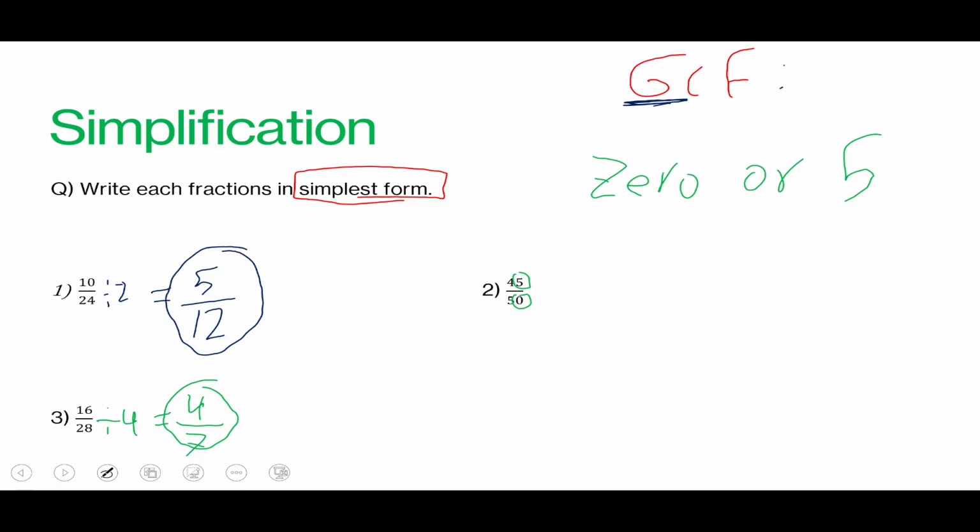Yes, we studied divisibility rules. We can divide it by 5. 45 divided by 5 is 9. 50 divided by 5 is 10. So it's 9 over 10. This one is about simplifying.